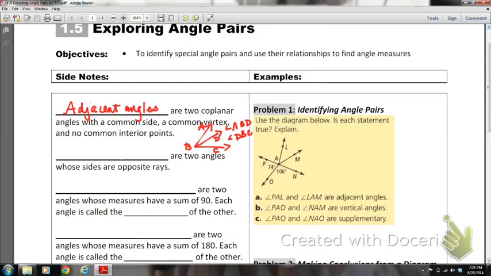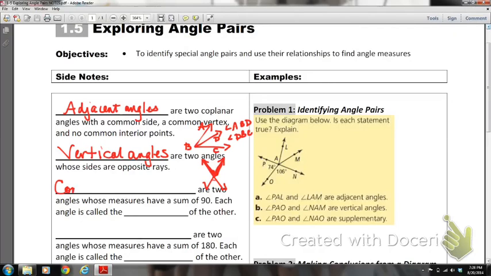Next, we have two angles whose sides are opposite rays, and those are called vertical angles. An example here: basically you just have two straight lines that cross, and those two opposite angles are vertical angles. They form straight lines because those are opposite rays. One thing that will help you remember that they're vertical angles is that they form a V. So that'll help you remember V for vertical.